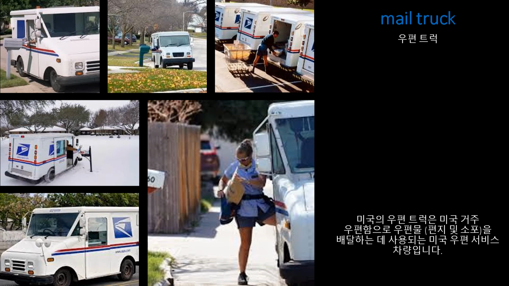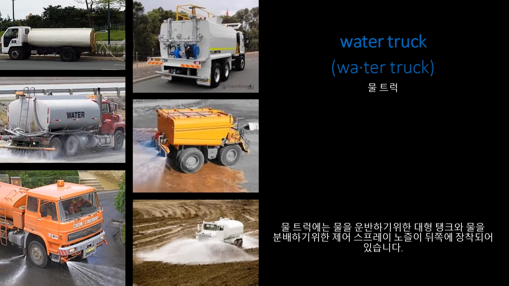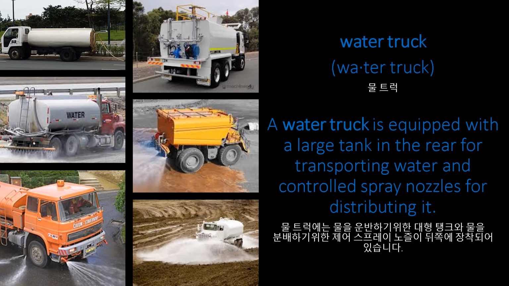Mail truck. A mail truck in the USA is a United States Postal Service vehicle used to deliver mail, letters and packages to U.S. resident mailboxes. Water truck. A water truck is equipped with a large tank in the rear for transporting water and controlled spray nozzles for distributing it.